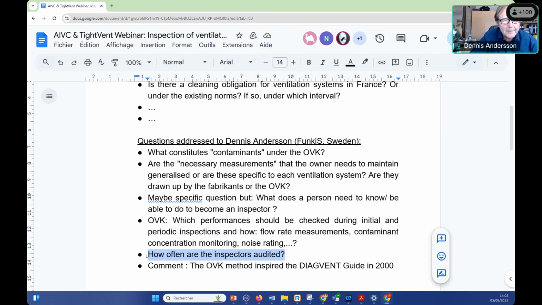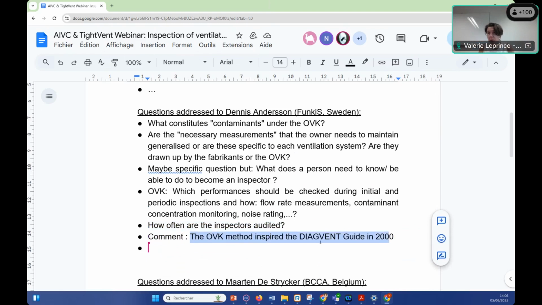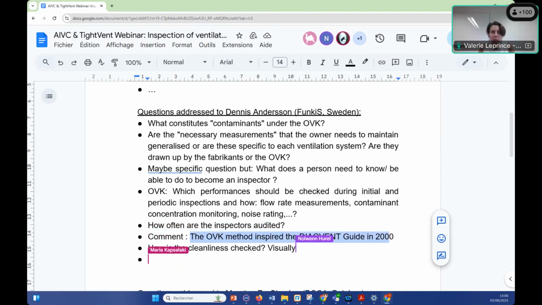Okay. Fine. Good. And then we have something that is more a comment than a question. It says that the OVK method inspired the French TightVent guide in 2000, that itself inspired the Promevent protocol that Ariane will present afterwards. Yes. Okay, another question is coming.